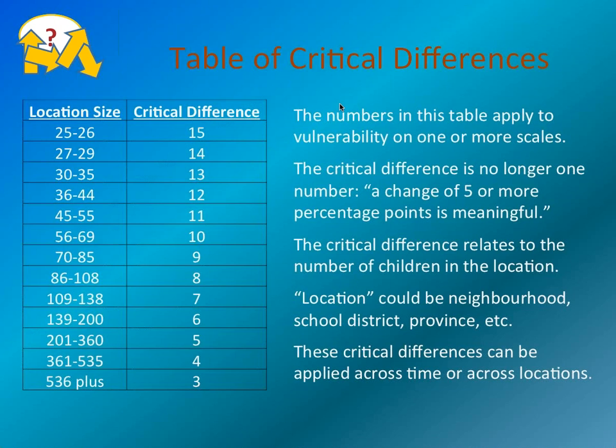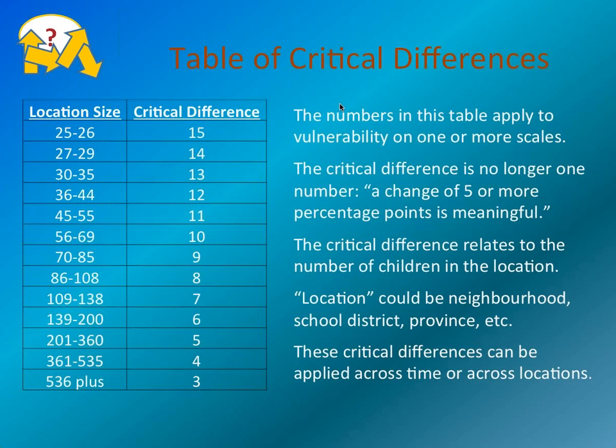It really allows us to move from where we were originally in most local contexts, which was, well, is 5 points difference enough to say that it's meaningful? That's kind of like the rule of thumb that we used to use. And now we see from looking at the table that it actually isn't a 5-point change that's necessarily meaningful. It might be meaningful if you have a lot of children in your neighborhood or school district, but it would be less meaningful if you're in a smaller place.